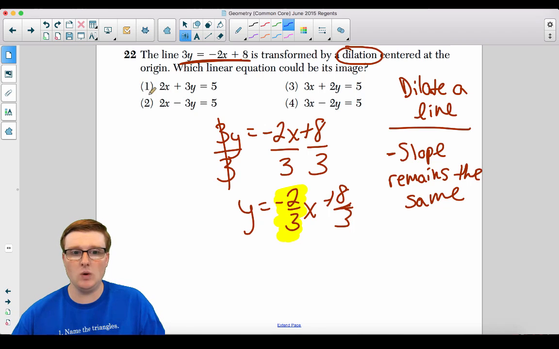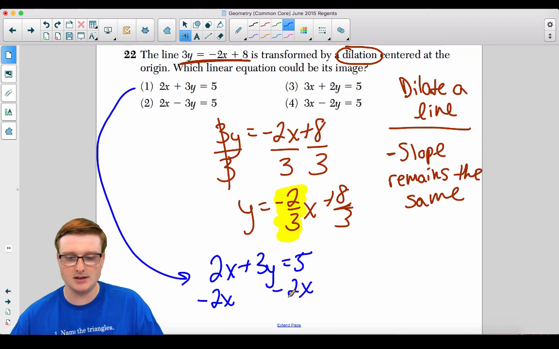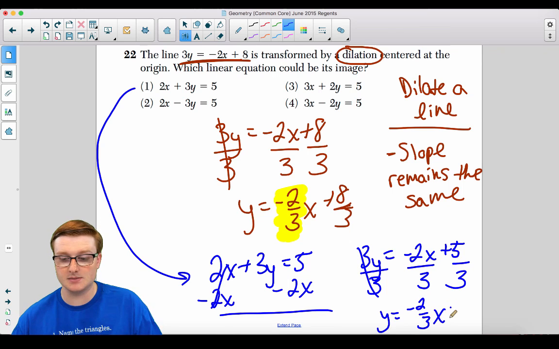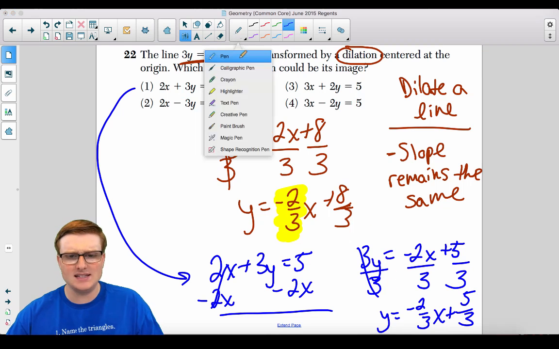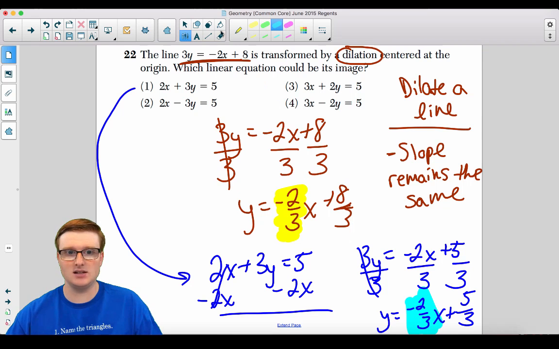Well, let's take a look at choice 1. If we take a look at choice 1, we get 2x plus 3y is equal to 5. Put this in y equals mx plus b form. I'm going to subtract that 2x on both sides. You get 3y is equal to negative 2x plus 5. And then you just divide by 3 on each side. And you get y is equal to negative 2/3 x plus 5/3. Hey, wait a minute. That's negative 2/3. But that matches. So that's the answer. Perfect. We're done. Choice 1's the answer for question number 22.